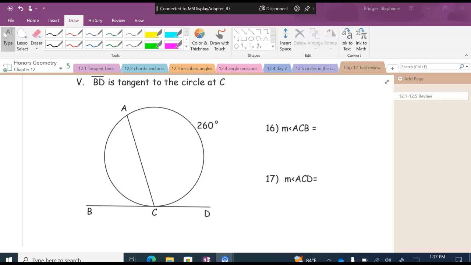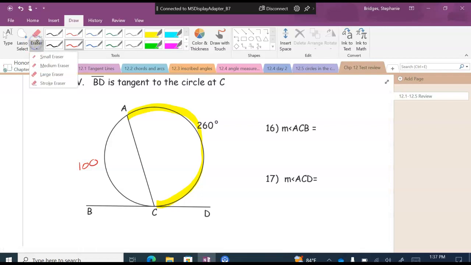All right, listen. PJ, turn around. How much is a whole circle? 360. So what is the measure of the arc from A all the way around here to C? Which means the other side is going to be 100, okay?